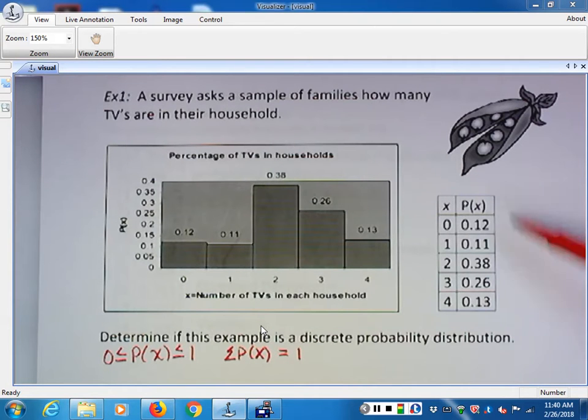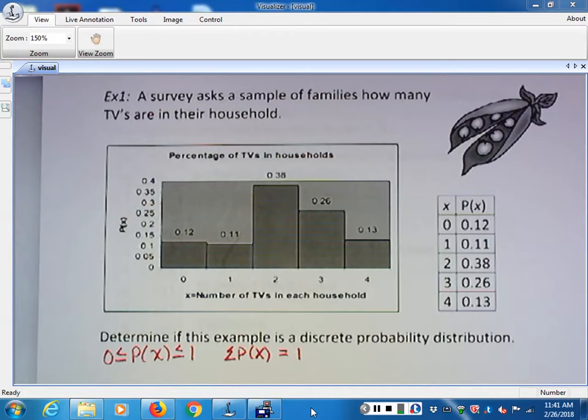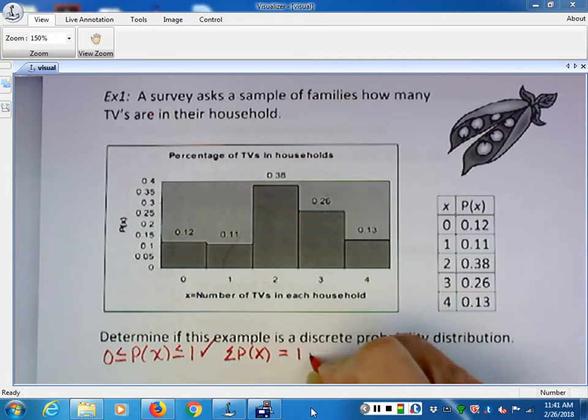So do these add up to 1? Okay, so since they do add up to 1, it satisfies both of the requirements, and the answer is yes.